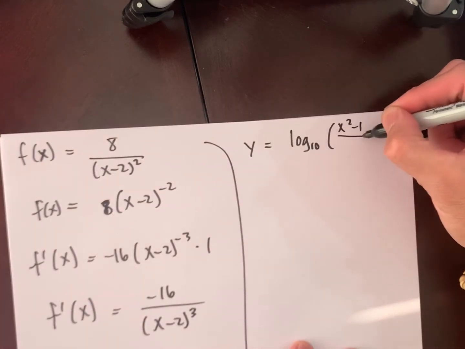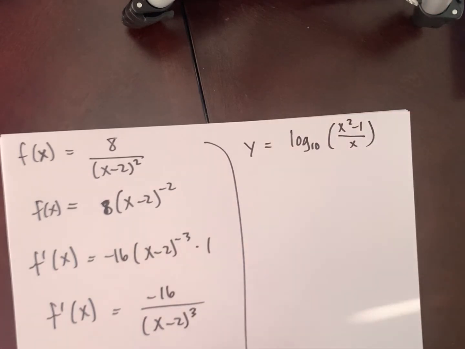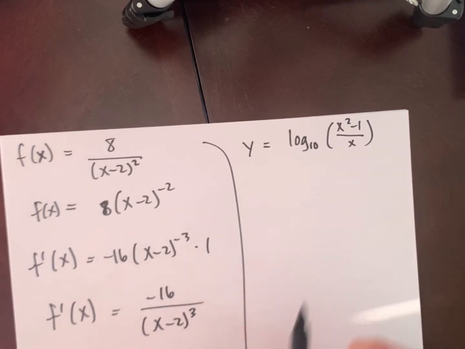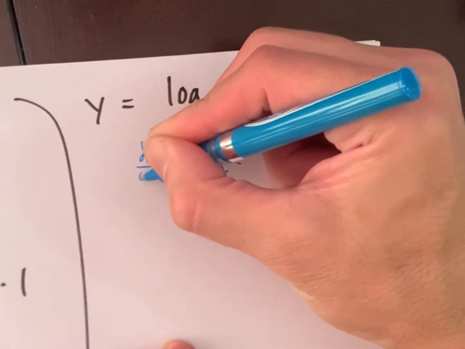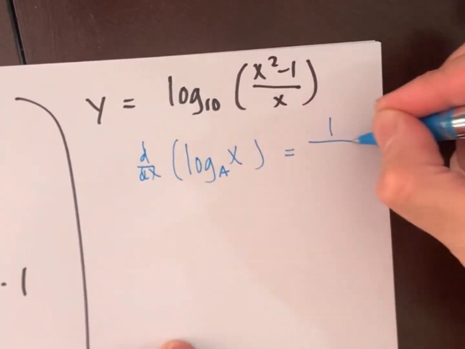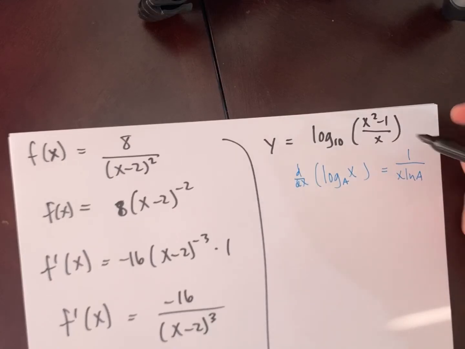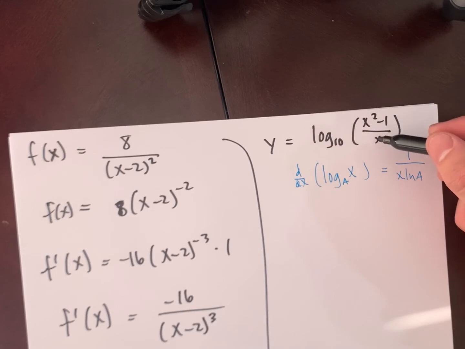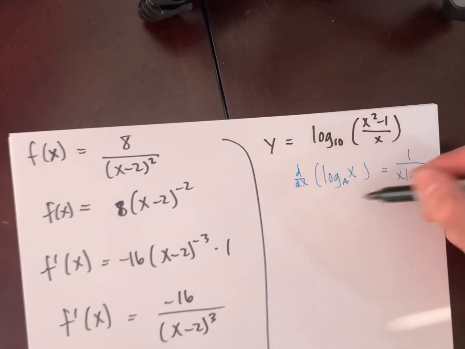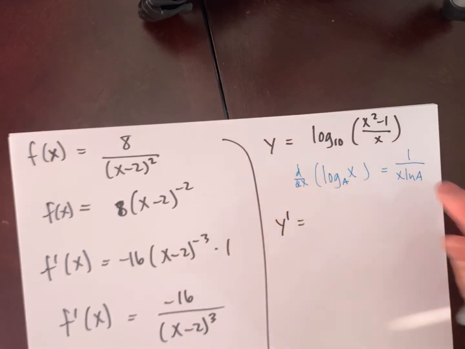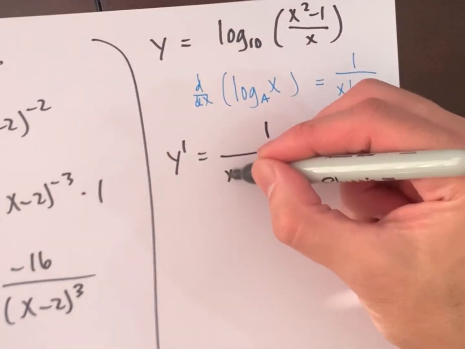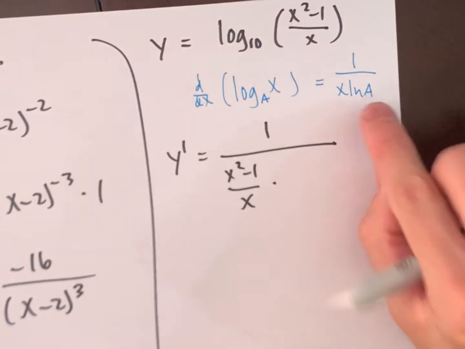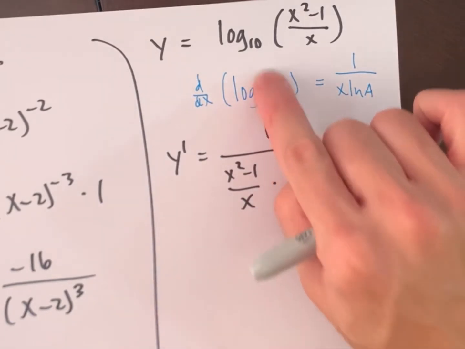X squared minus 1 over x. And we want the derivative. Now, look. The derivative for log, if you have log base a of x, d dx would be 1 over x ln of a. And there are many ways of doing this. You could use log properties to expand this and go term by term differentiation. I'm just going to apply this property. So y prime equals, based on this rule, it's 1 over x is that thingy right there, like that, times ln of a. Natural log a is the base, which is 10.